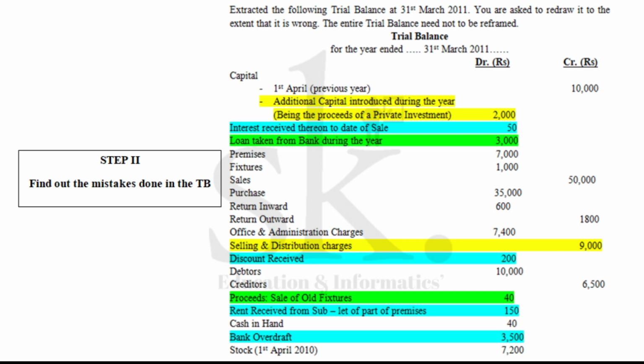Rent received from sublets of part of the premises, rupees 150. So rent received is an income, has to be recorded on the credit side, wrongly recorded on the debit column. Cash in hand is an asset, correctly recorded on the debit side. Bank overdraft is a liability, has to be recorded on the credit side, has been wrongly recorded on the debit side. And opening stock 7,200 on the debit side has been correctly recorded, because opening stock is an asset, has to be recorded on the debit side only. So we have identified the mistakes, which is step 2.